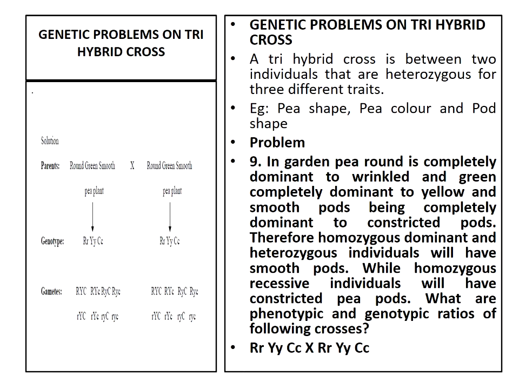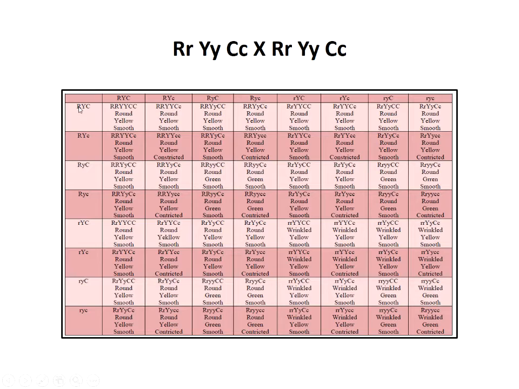So next is the crossing. We have to write the gametes in the checkerboard. After writing the gametes, we have to make the crosses. For example, the cross between capital R, capital Y, and capital C gives the product capital R capital R, capital Y capital Y, and capital C capital C. So the product we got is round, yellow, smooth. If there is a capital R, it represents round. If it is a capital Y, it represents yellow. And if it is a capital C, it represents smooth.